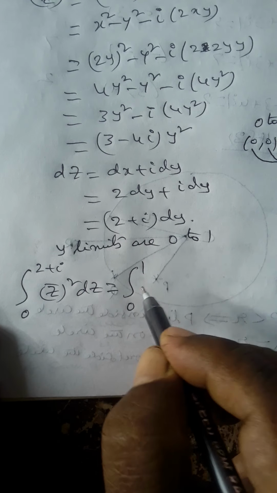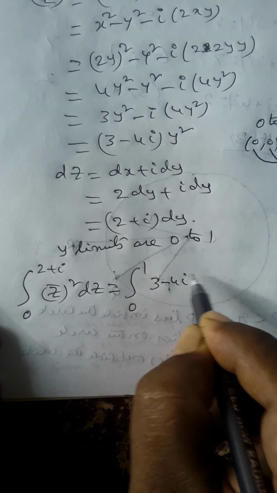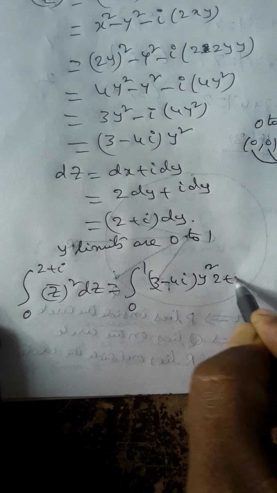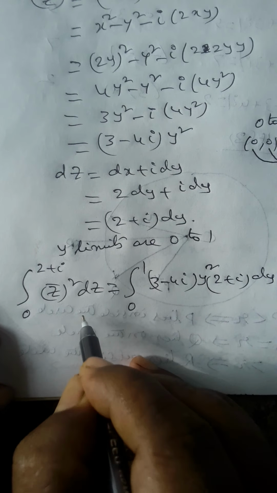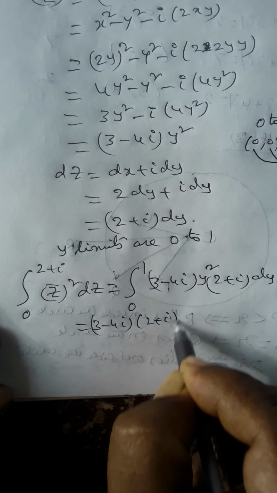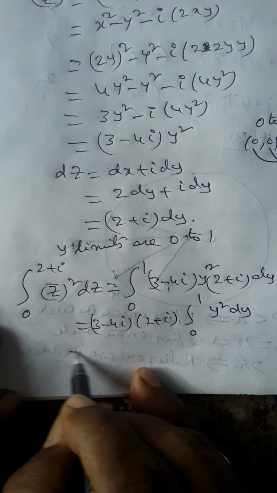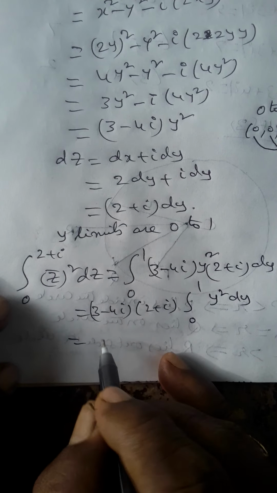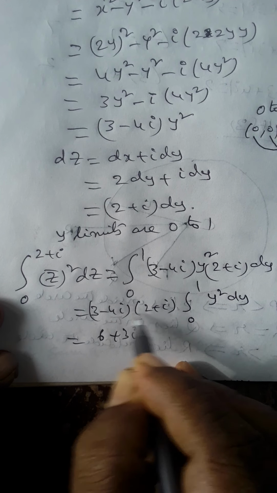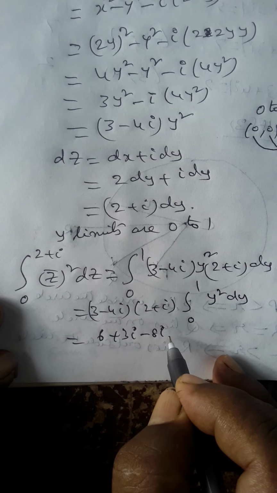Integral from 0 to 1 of (z bar)² gives (3 minus 4i) into y² dz, which is (2 plus i) dy. So (3 minus 4i)(2 plus i) integral from 0 to 1 of y² dy. Multiply these two: 6 plus 3i minus 8i, i² is minus 1, minus and minus plus 4.